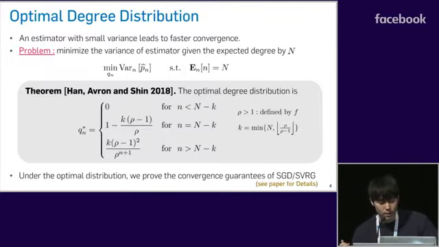Our main theorem is that a degree distribution of the following form has the optimal variance for the estimator, and using this optimal degree distribution, we can prove the convergence of SGD and SVRG. For example, our result for SGD shows a linear rate in the result.